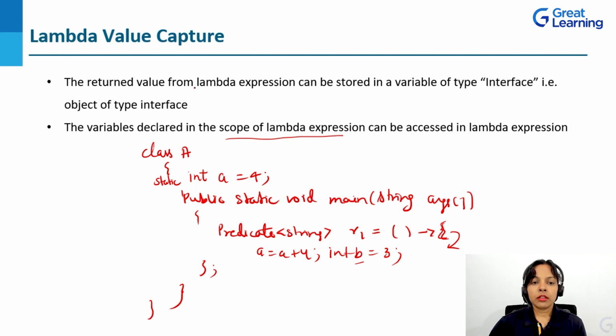First thing was that the return value from Lambda expression has to be stored in a variable of type interface. So you can see here this variable, that is an object reference of type Predicate. So these two things are important here to know under Lambda value capture.